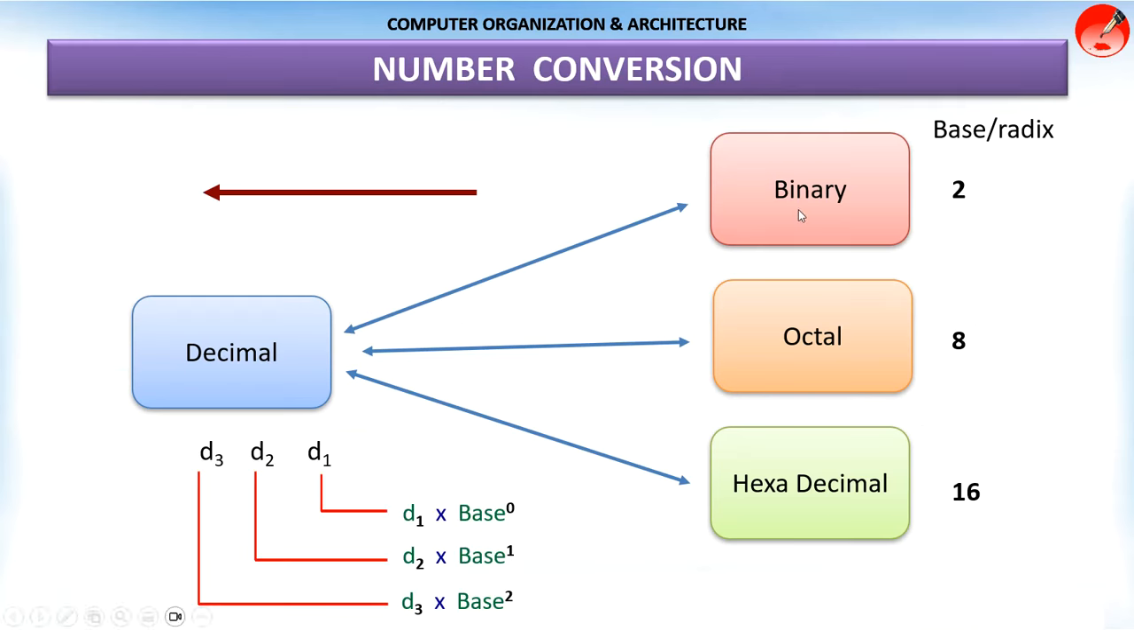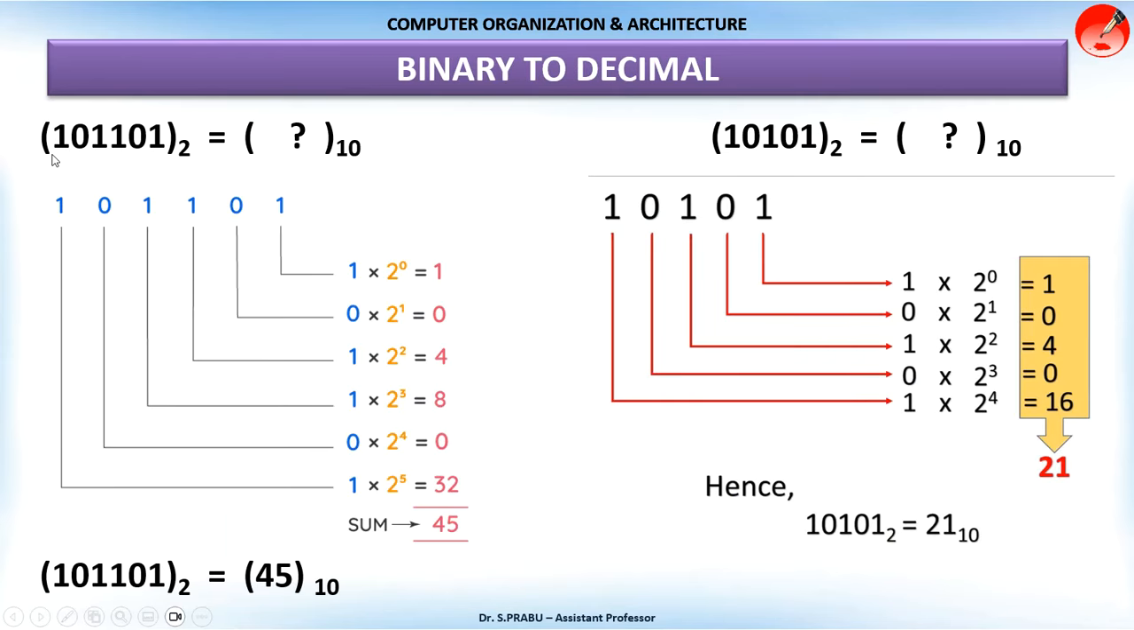Now we will see how these numbers can be converted into decimal using this formula. Now I want to convert one binary number into a decimal number. This is the given binary number. Write the binary number like this and multiply with the corresponding base and superscript values. After multiplying these values, you can add them. Finally, you get the corresponding decimal value.